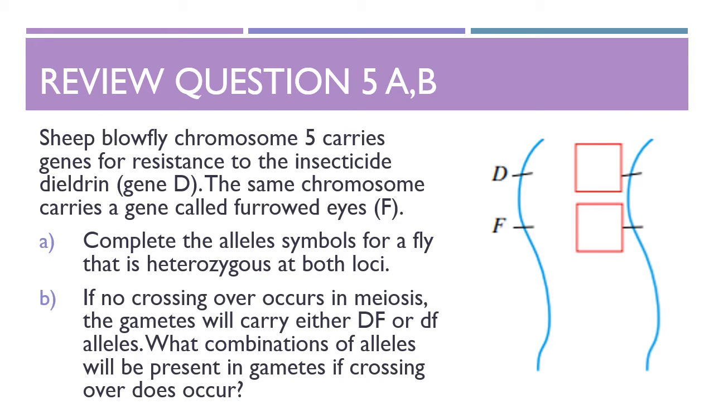Okay, so this slide refers to review question 5A and B. Sheep blowfly chromosome 5 carries genes for resistance to the insecticide dieldrin, gene D. The same chromosome carries a gene called furrowed eyes, F. Complete the allele symbols for a fly that is heterozygous at both loci. If no crossing over occurs in meiosis, the gametes will carry either capital D, capital F, or lowercase d, lowercase f alleles. What combination of alleles will be present in gametes if crossing over does occur?